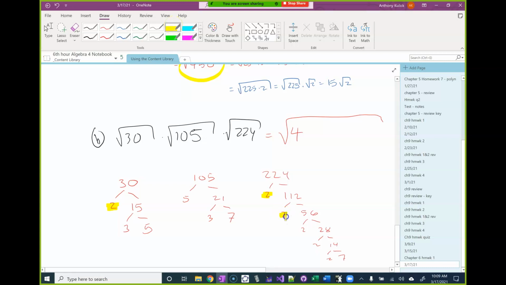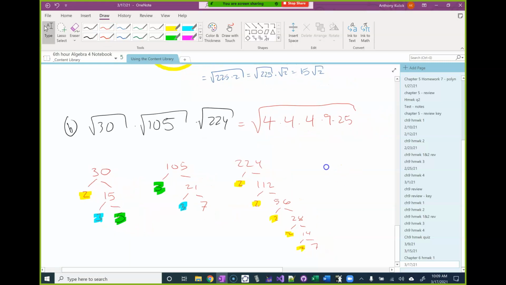Okay. And then let's see, I have a 3 and 3. That'll give me a 9. And then I have a 5 and 5. That'll give me a 25. And then lastly, I have a 7 and a 7. That'll give me a 49. And I have all perfect squares here, right? So when I break this up, I'm going to have no square roots left over, which is pretty cool.